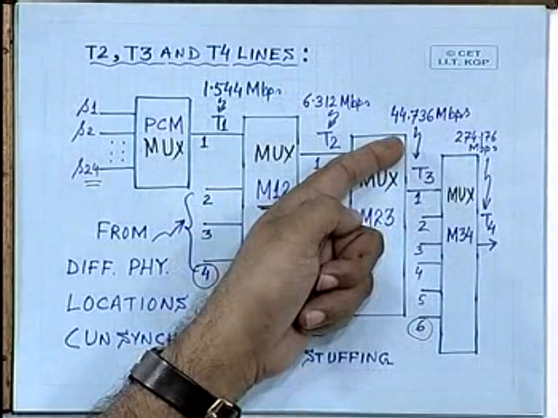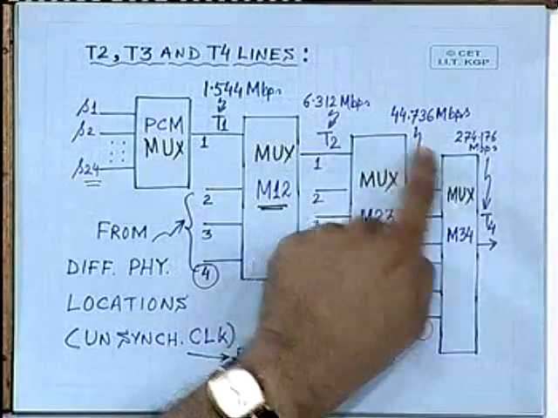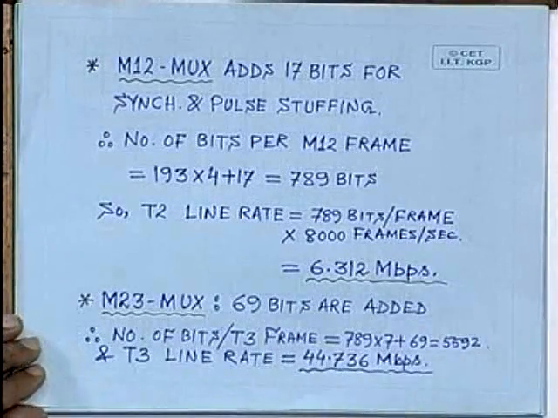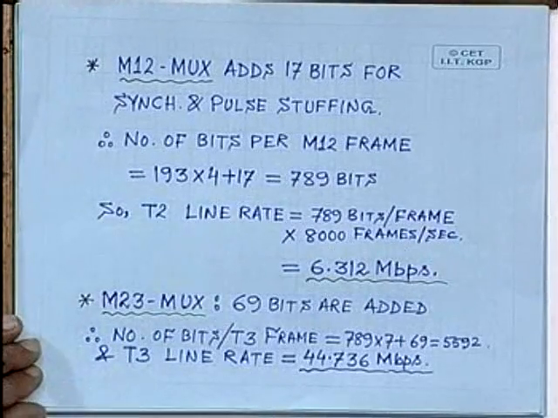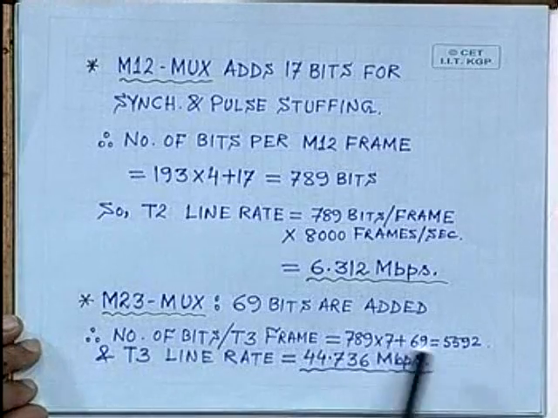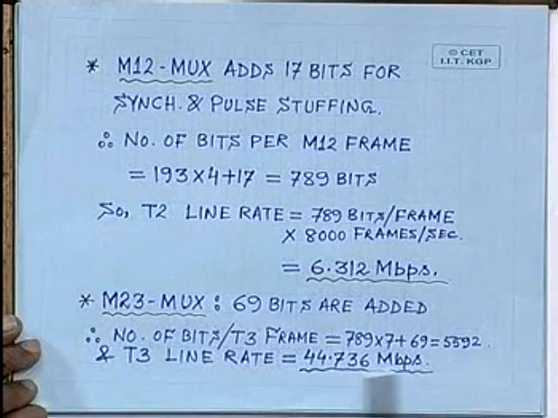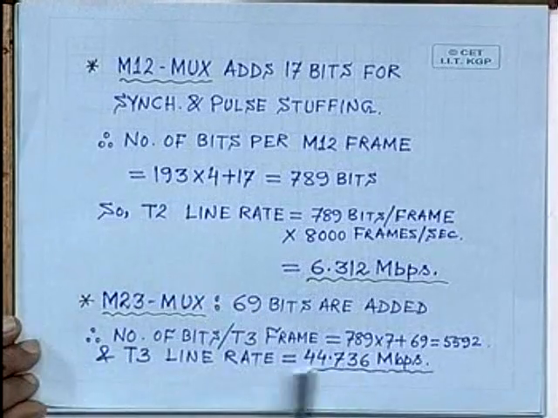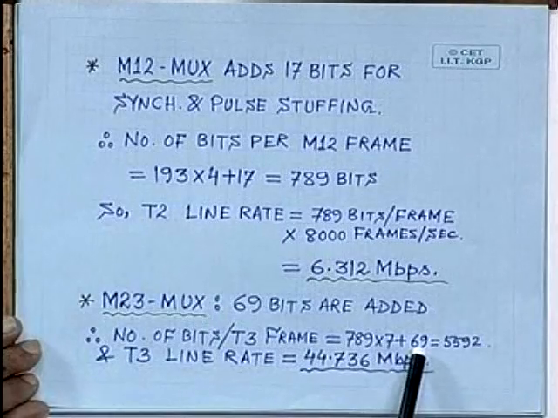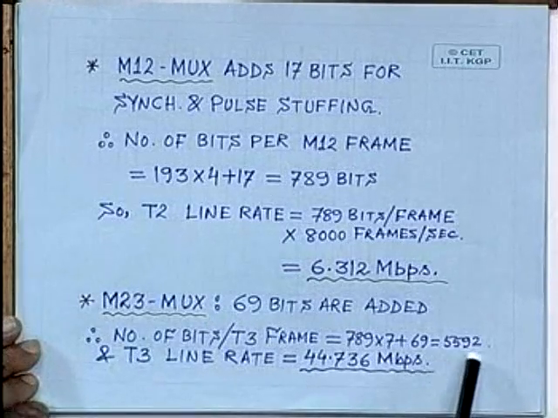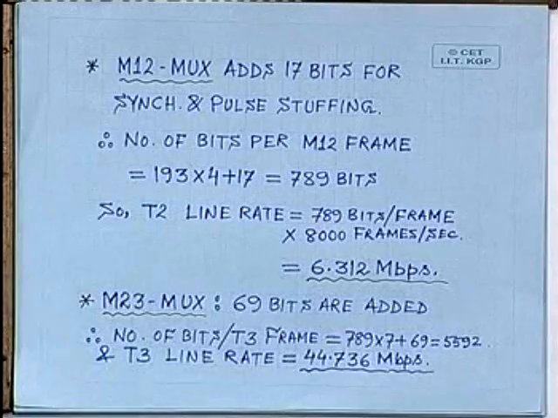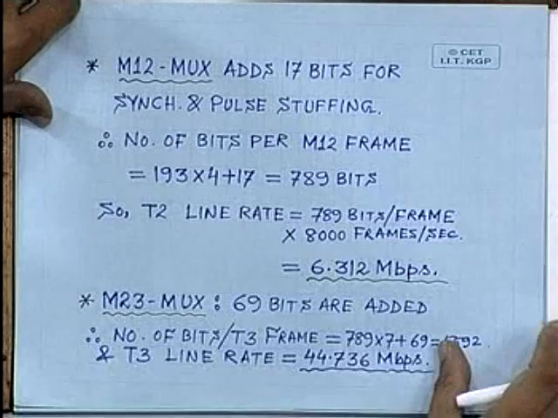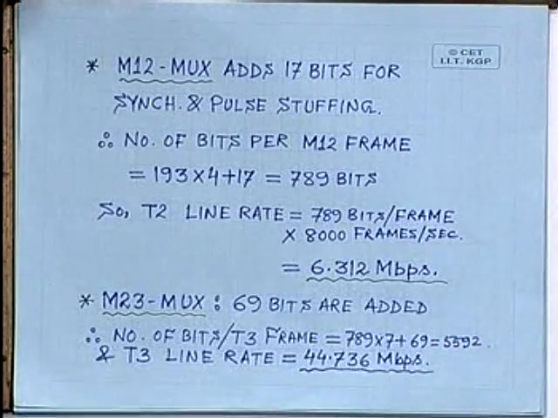So the overall rate will be close to 44.736. It is 44.736 exactly after including 69 bits as overhead for pulse stuffing and synchronization. So the number of bits per T2 frame is 789 bits, there are 7 such T2 inputs plus 69 bits as overhead. So the total is 5592 bits in the same duration of 125 microseconds. So the T3 line rate is 44.736 megabits per second.